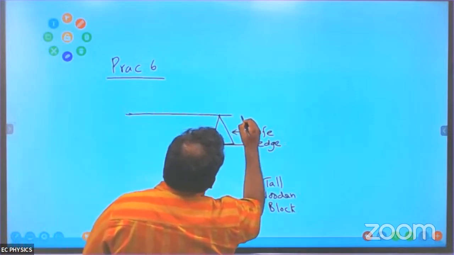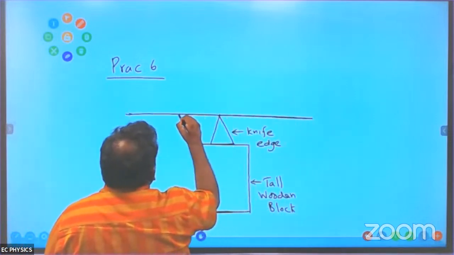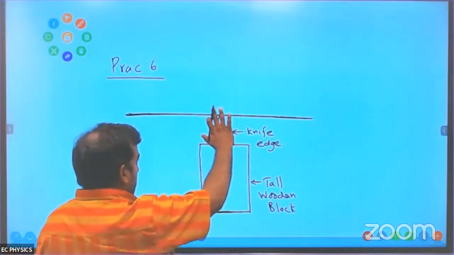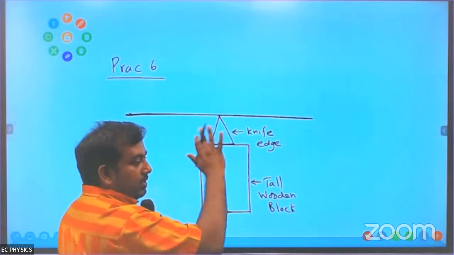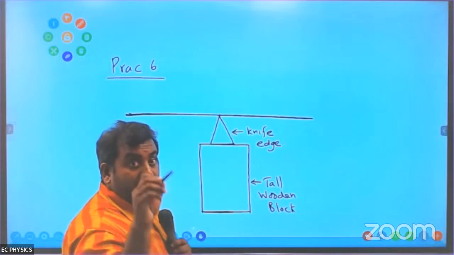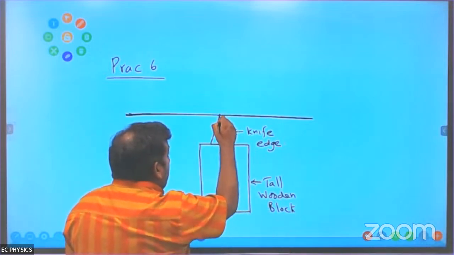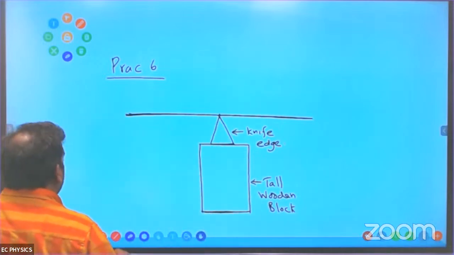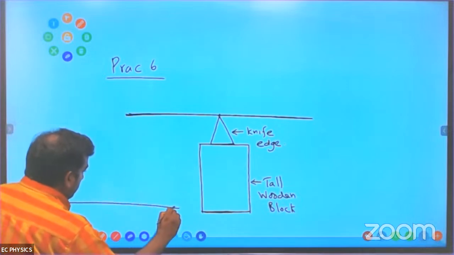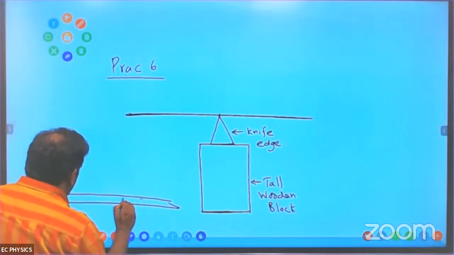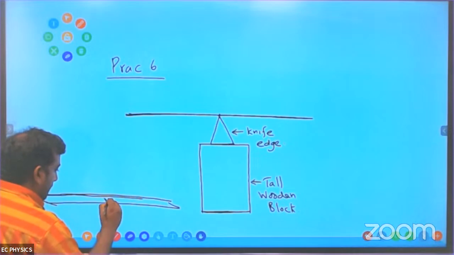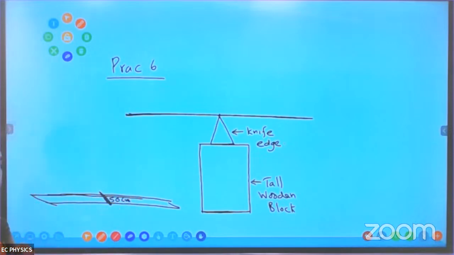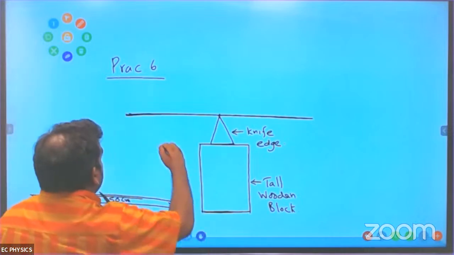First place the ruler on the knife edge and balance it horizontally. Wherever you balance and find the balance point, make sure you mark it with a piece of chalk. For example, if it was balanced at 50 centimeter, put a chalk mark there. Very important. So this is your first step.